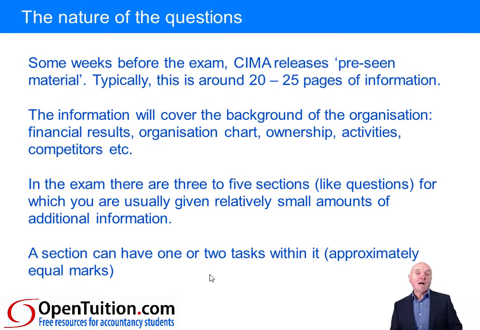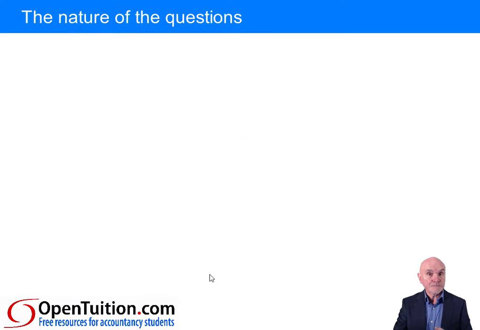Each of these 3 to 5 sections can have 1 or 2 tasks within it. So one task might be to write an email to your boss explaining something. Task 2 might be writing a briefing paper to your team, something of that sort. And if there are several tasks, they will have approximately equal marks given to them.